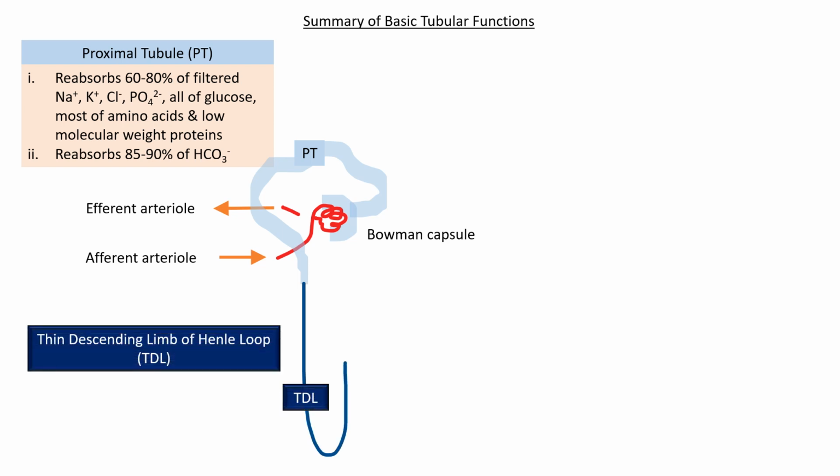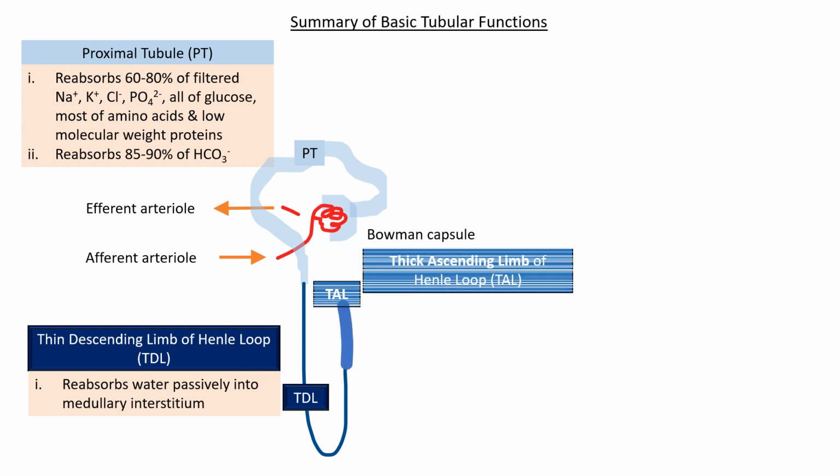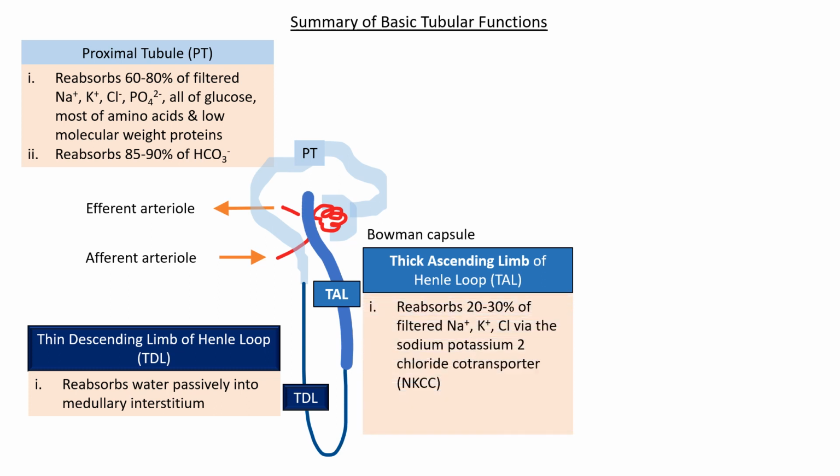The urinary filtrate then drains into the thin descending limb of Henle loop, where water is passively reabsorbed into the medullary interstitium. Next, the filtrate drains into the thick ascending limb of Henle loop, where 20 to 30% of sodium, potassium, and chloride are reabsorbed via the sodium-potassium-2-chloride cotransporter, NKCC. At this segment, calcium and magnesium are also reabsorbed paracellularly in between adjacent thick ascending limb cells.